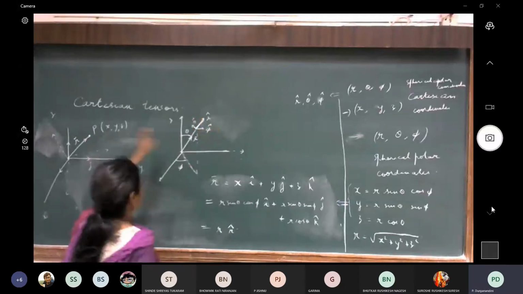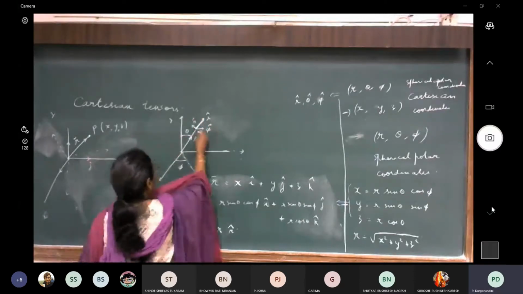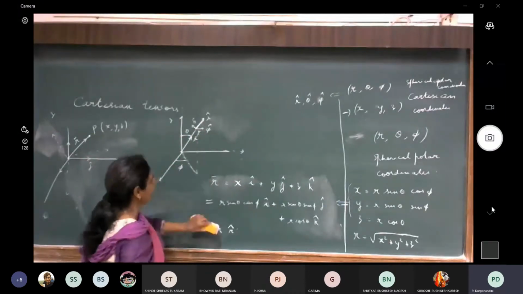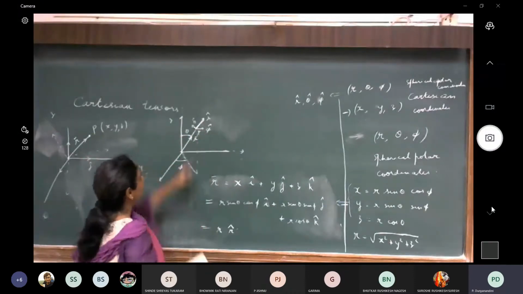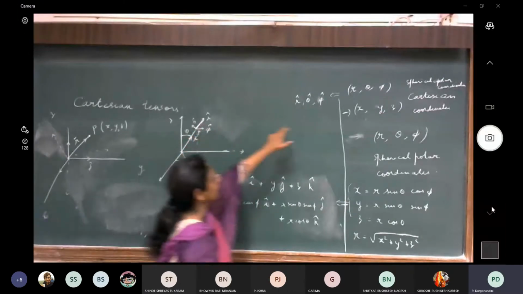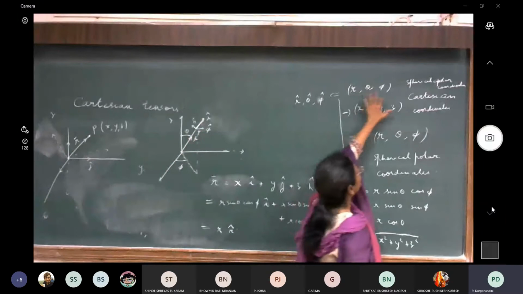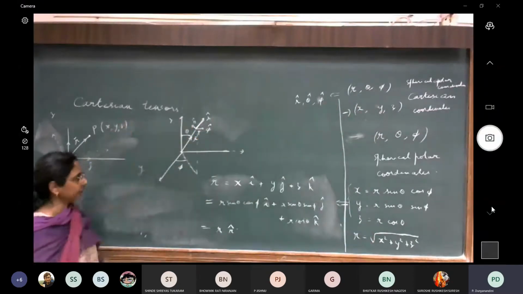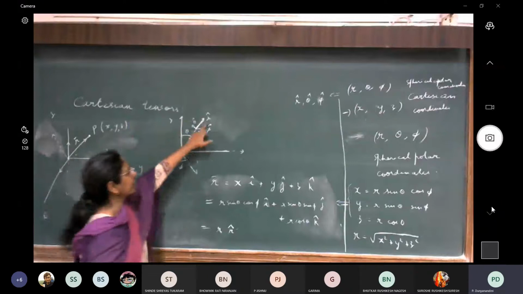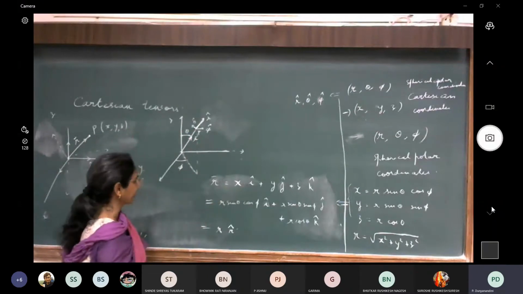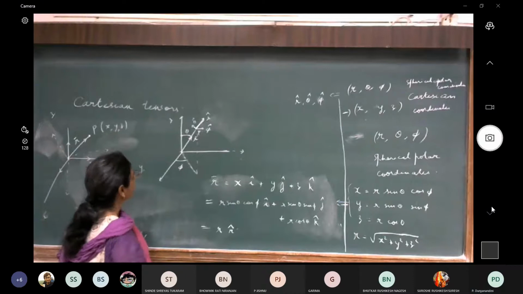So the same point P can be described as r equal to R times r cap, but I will get three basis vectors in the spherical polar coordinates, corresponding to the unit vectors along r cap, theta cap and phi cap. Three mutually orthogonal directions. We can write down what theta cap, r cap and phi cap are in terms of i cap, j cap and k cap in just a little while.